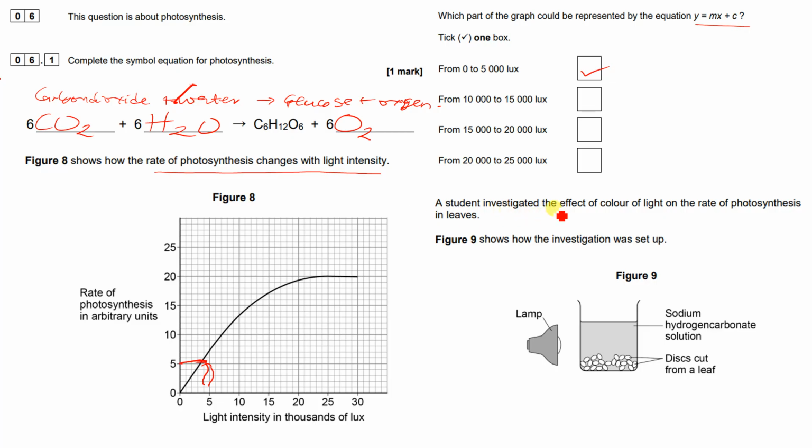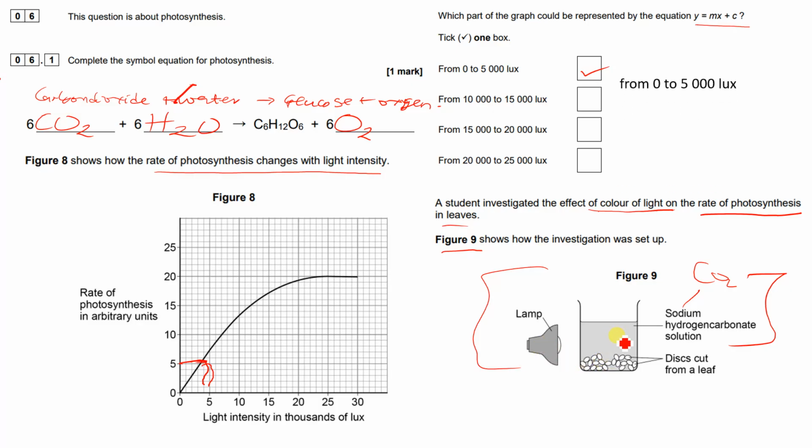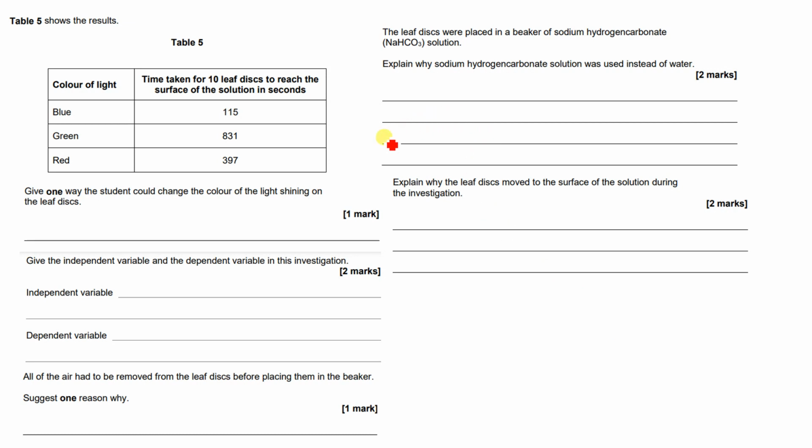Now, a student investigated the effect of color of light on the rate of photosynthesis in leaves. Figure 9 shows how the investigation was set up. We have sodium hydrogen carbonate solution that helps to provide CO2. We have discs cut from leaves. Then we have a lamp that is the light source. They measured color of light, blue, green, red, and time taken for 10 leaf discs to reach the surface of the solution in seconds.